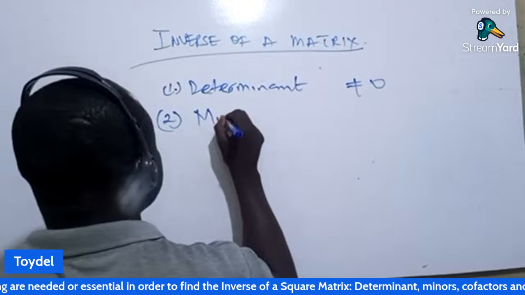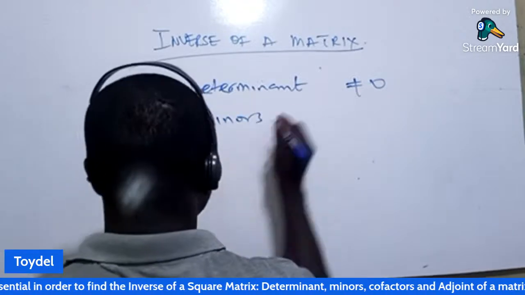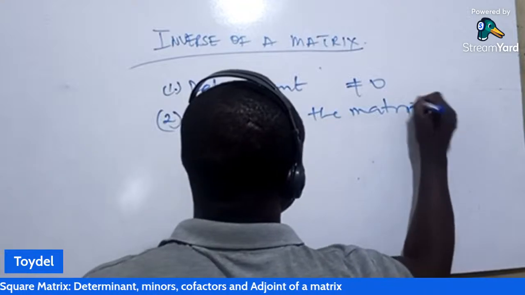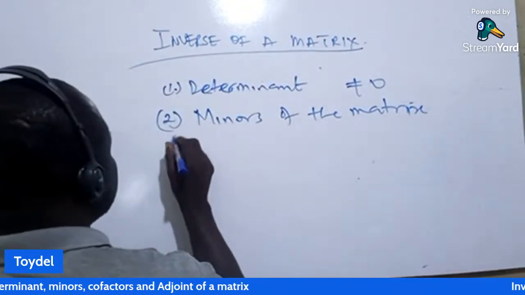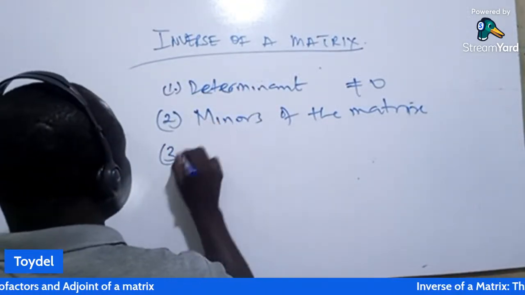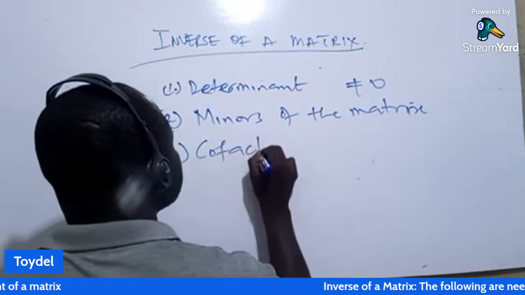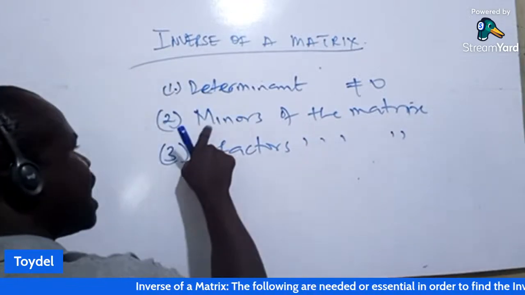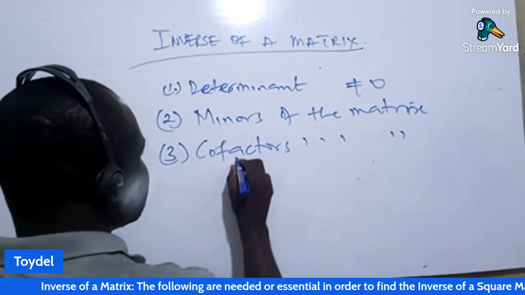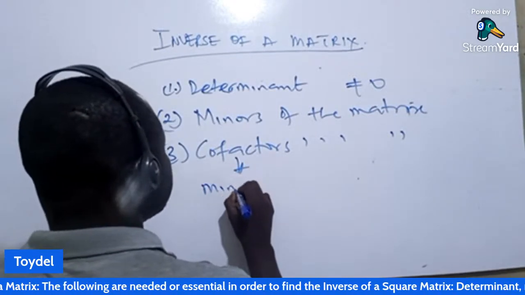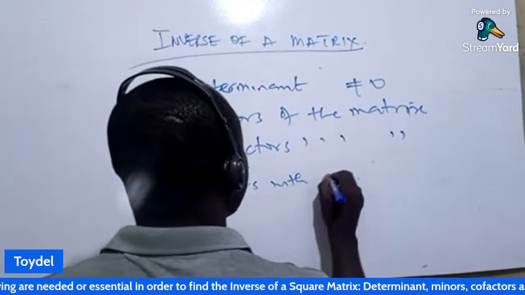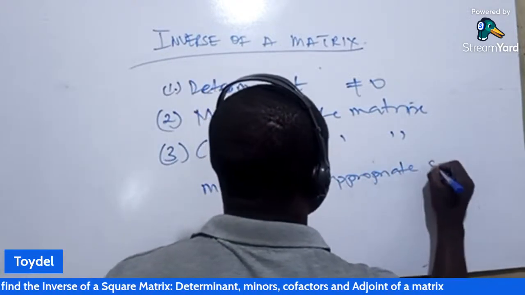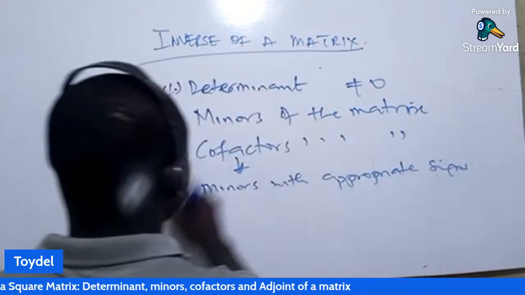Then we find the minors of the matrix. I'm going to use an example to show how to find the minors of the matrix. We also find the cofactors of the matrix. Cofactors simply means minors with appropriate signs. That is the meaning of cofactor: minors with appropriate signs.